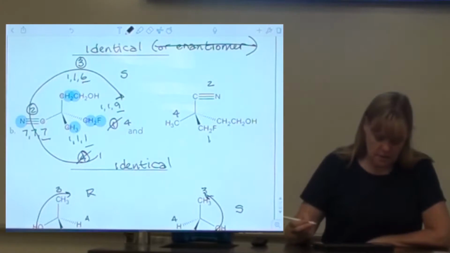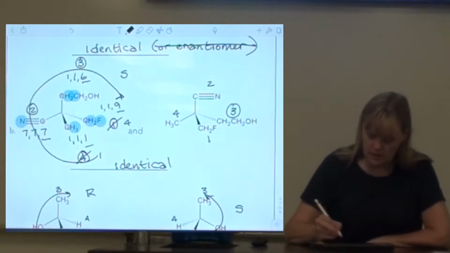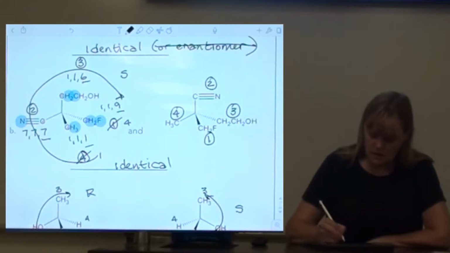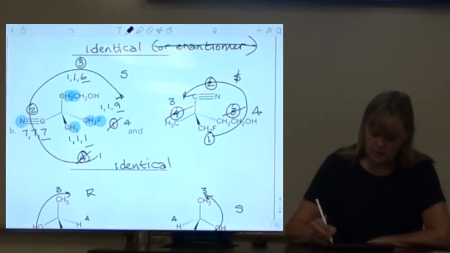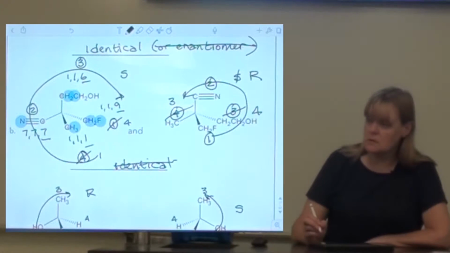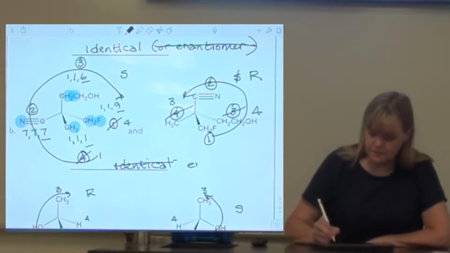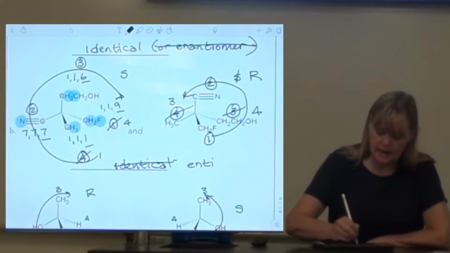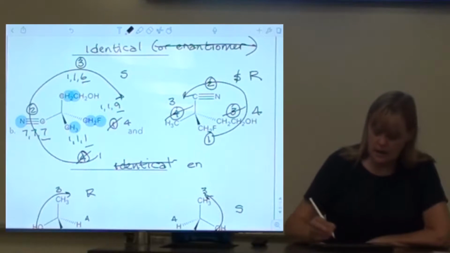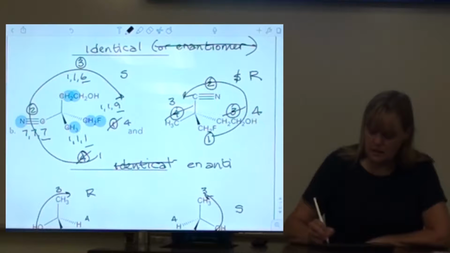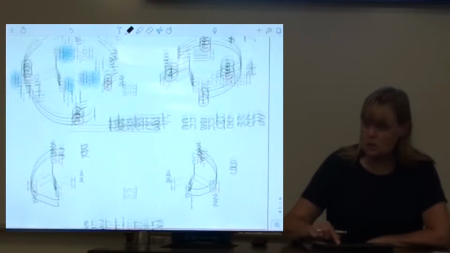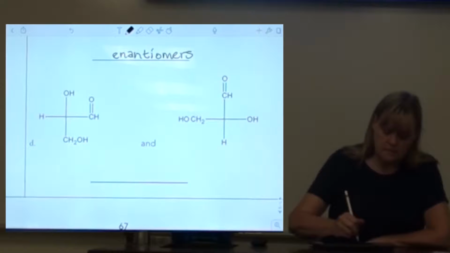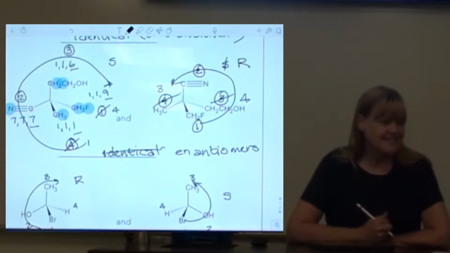Okay, so this is 1, 3. Put 4 on the hatch line. 1, 2, 3. It's S, that's R. So they are enantiomers. Is that right? Okay. I told you I might be going too fast. Oh, I'm sorry. Yes, yes, yes.